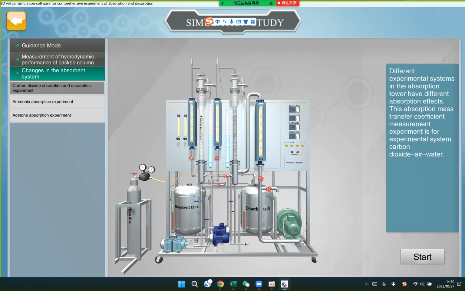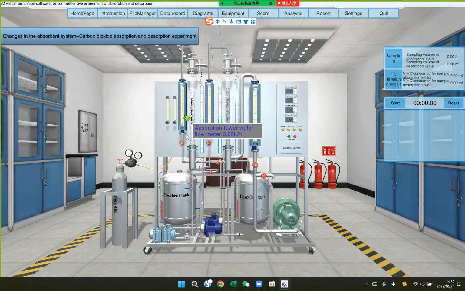Okay. Now we have two towers, an absorption tower and a desorption tower. The way here is a carbon dioxide cylinder, and here we have a fan, another fan, the absorption fan. And here we have a desorption fan, which is actually a vortex air pump. And we have two tanks, an absorbent tank and a desorbent tank, the desorption liquid tank.